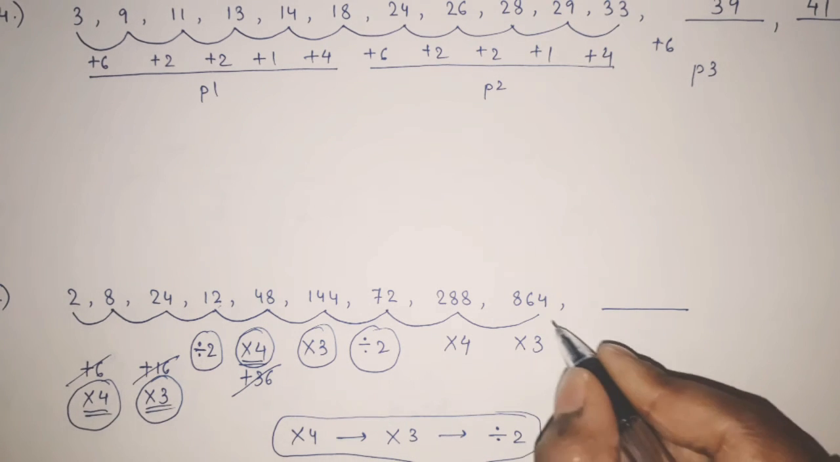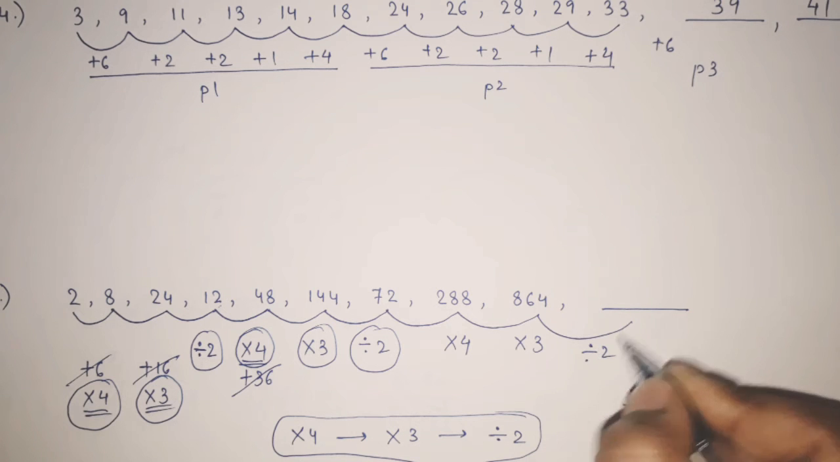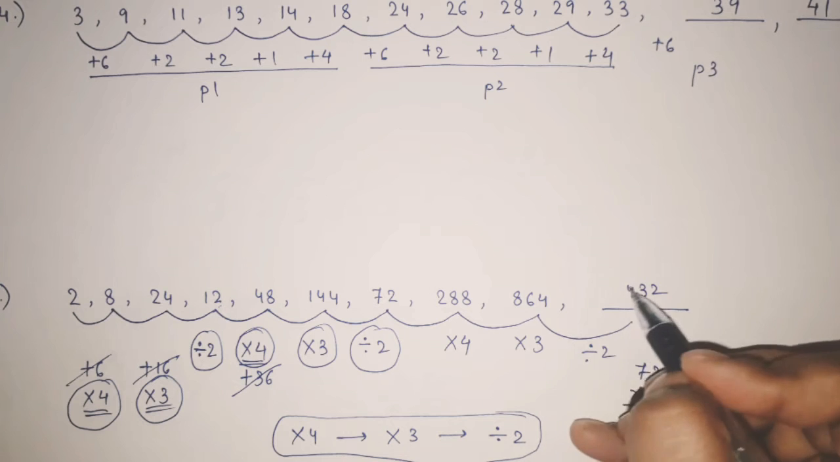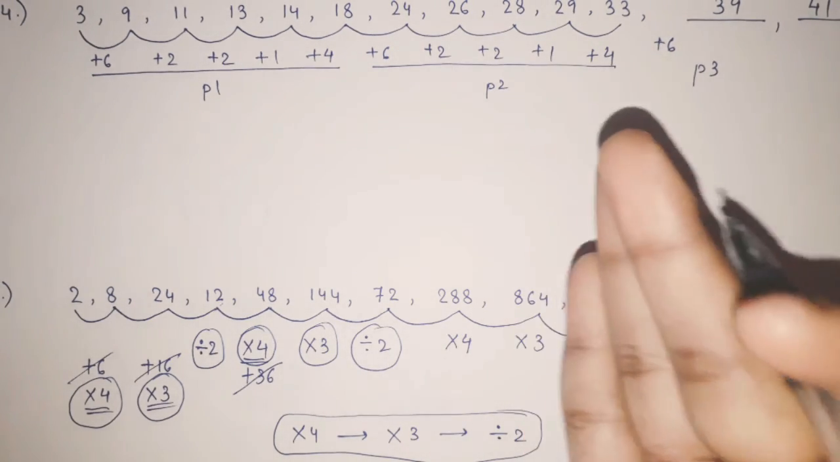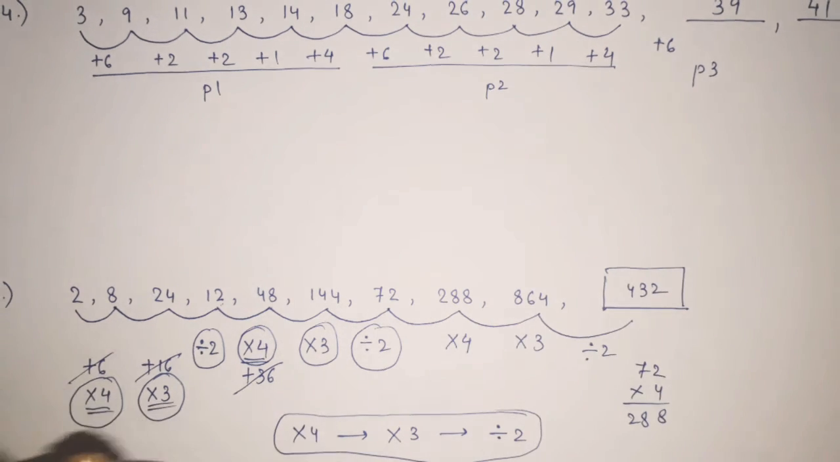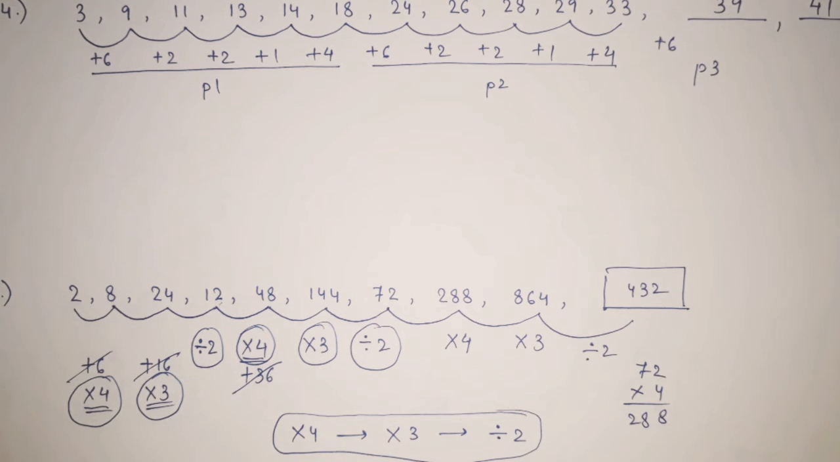So into 4 into 3, then we are having divided by 2. So this divided by 2 will give me 432. So this is our right pattern and 432 is our answer for this. Fine. So in this way you have to check out different possibilities. Then you have to determine that out of the different possibilities that you have taken, what is the right possibility. Fine, like we have determined here. So here the answer is 432.